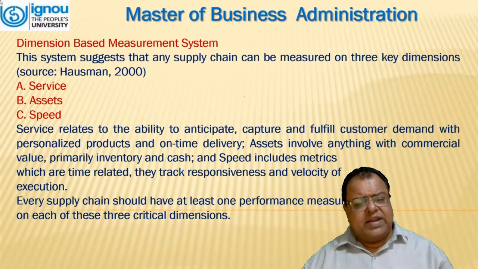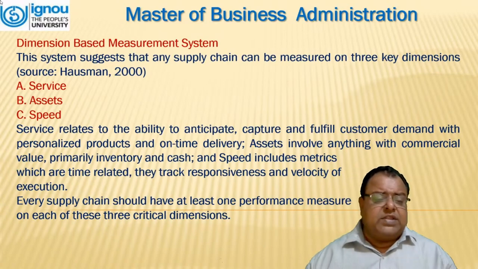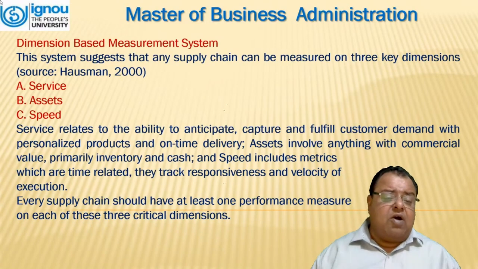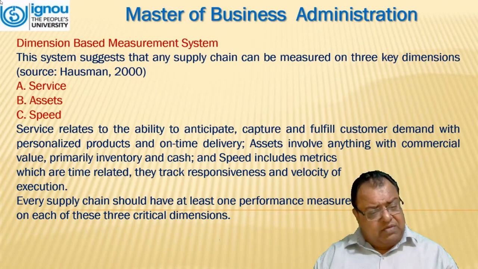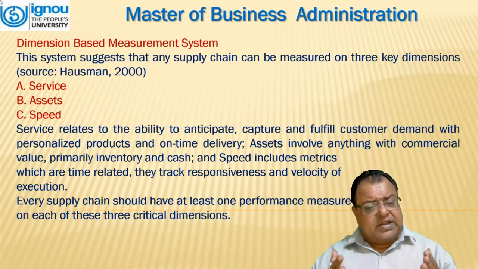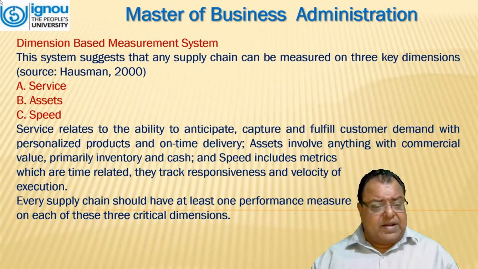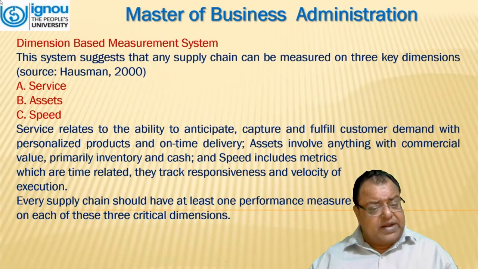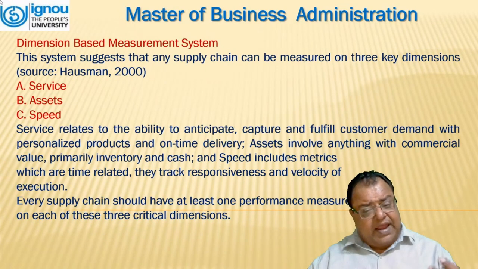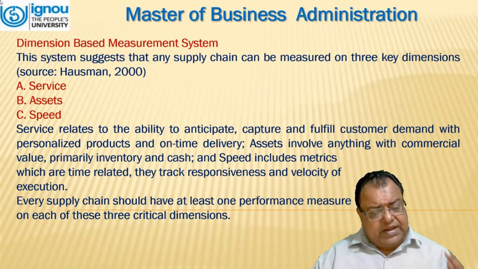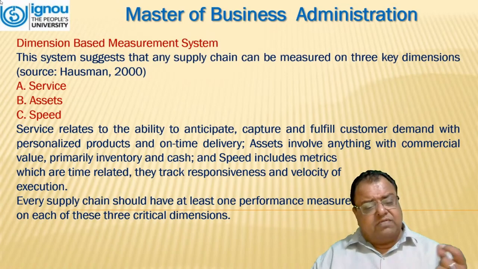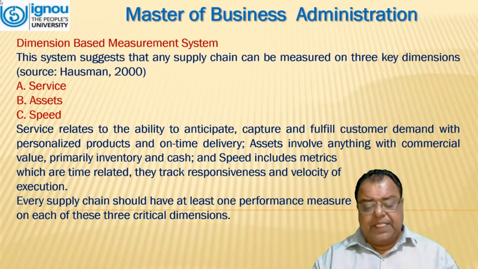Service relates to the ability to anticipate, capture, and fulfill customers' demand with personalized products and on-time delivery. Asset involves anything with commercial value, primarily inventory and cash, and speed includes metrics which are time related. They track responsiveness and velocity of the execution. Every supply chain should have at least one performance meter on each of these three critical dimensions.